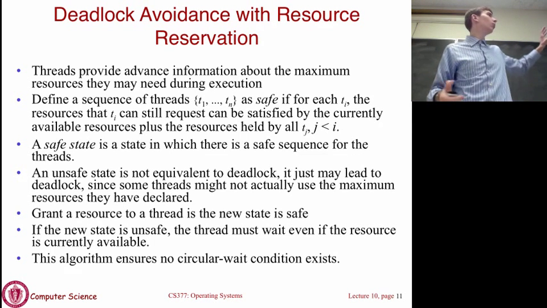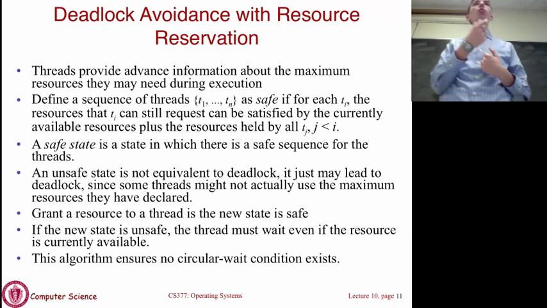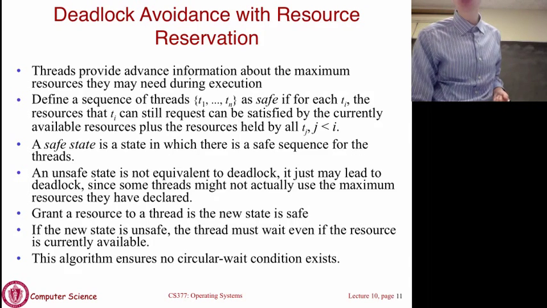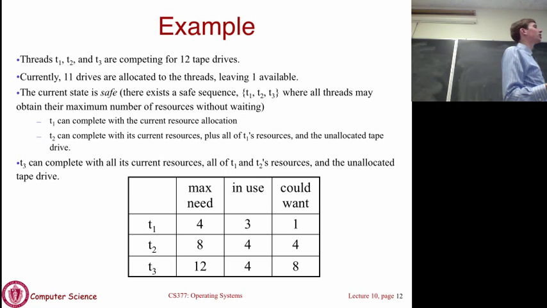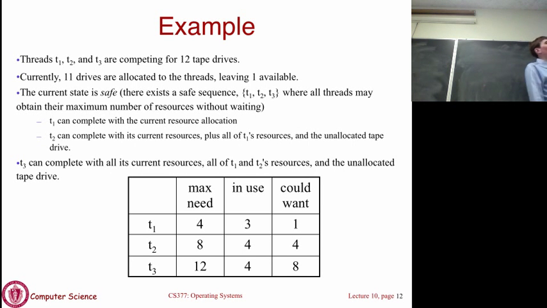Because what we're going to see is that we can often say that we can always assign the resources that a thread might need in order to allow it to make progress. So let's look at an example of this. Let's say we have, say, 12 tape drives. This is sort of an old example, but tape drives are often used for long-term archiving. So let's say you have 12 tape drives, right?